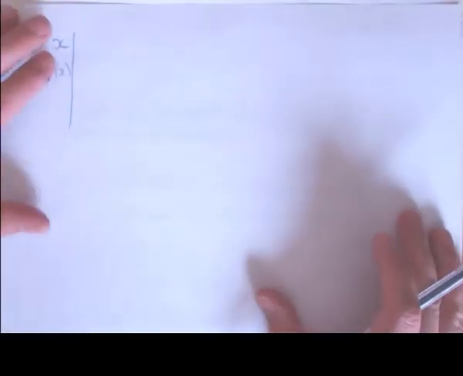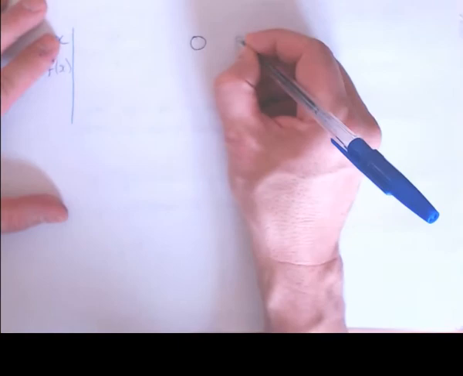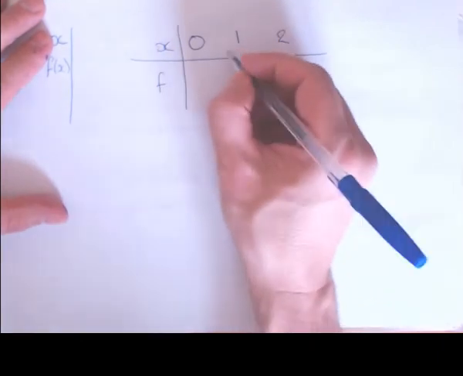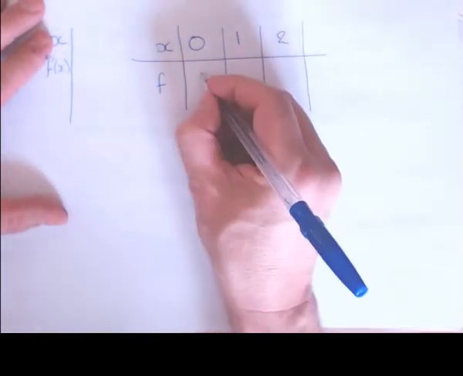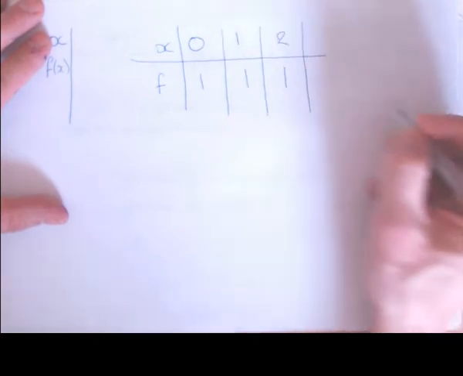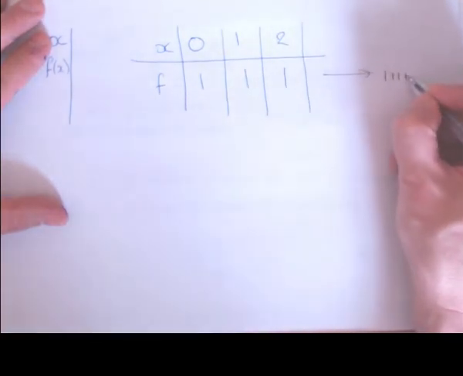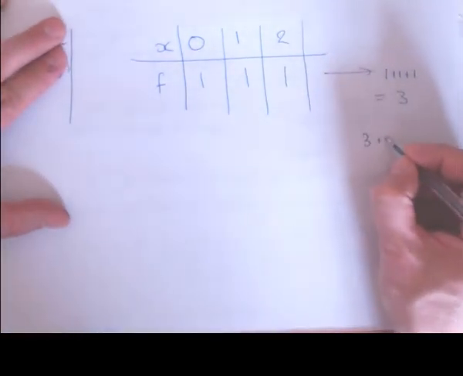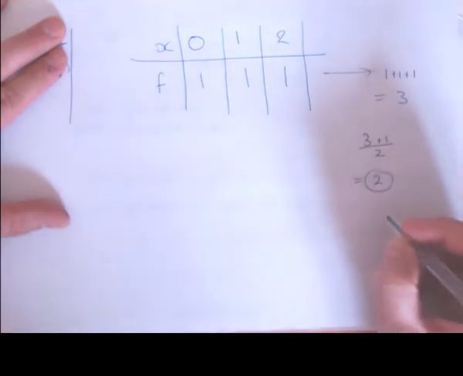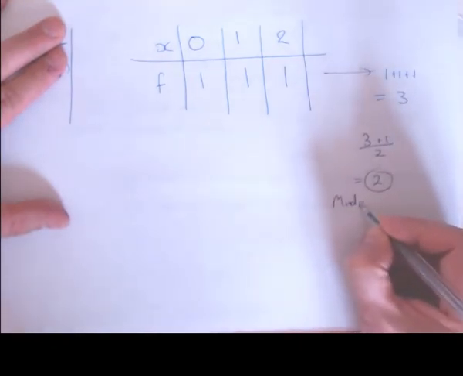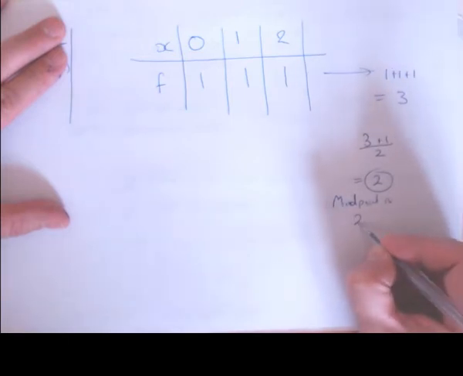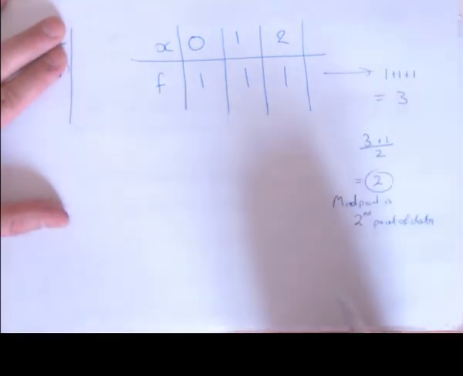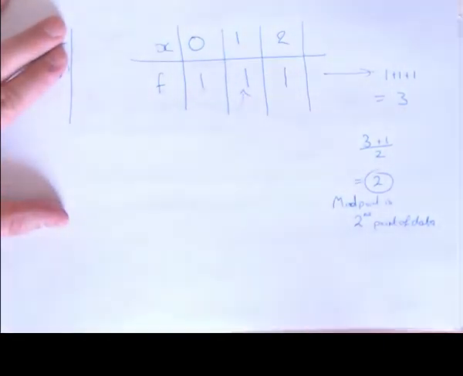Okay, I'll give you an obvious example. Imagine we had values 0, 1, 2. That was our data. Here's our frequency. 0 occurred once, 1 occurred once, 2 occurred once. We add these up. 1 plus 1 plus 1 equals 3. We want to find our midpoint. We say 3, we add 1, divide by 2, that gives us 2. Our midpoint is second point of data. Okay, and then we go, that's 1, that's our second point of data.